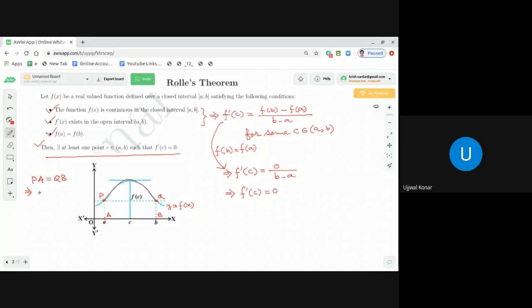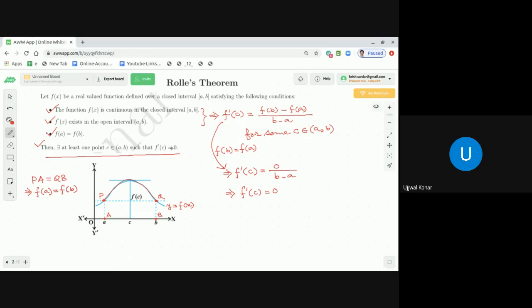PA is equal to nothing but the value of the function at x equal to a, that is nothing but FA. And what is QB? QB is nothing but the value of the function at x equal to b. So that means that is nothing but FB. So what we get, dear students? FA equal to FB.